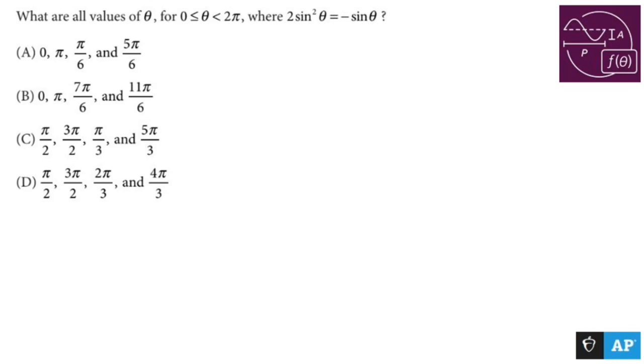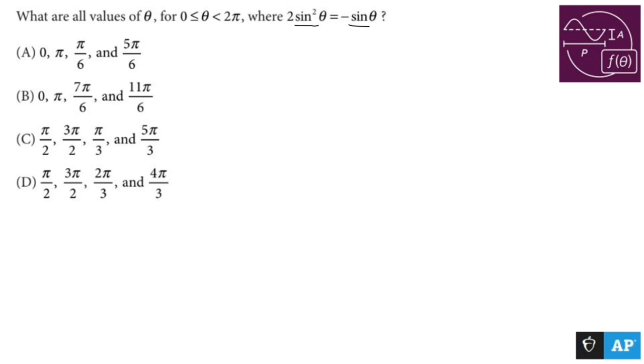What are all the values of theta for all theta between 0 and 2 pi, where 2 sine squared theta equals negative sine theta? So I see a sine squared, I see a regular sine, and I'm thinking zero product property thoughts.